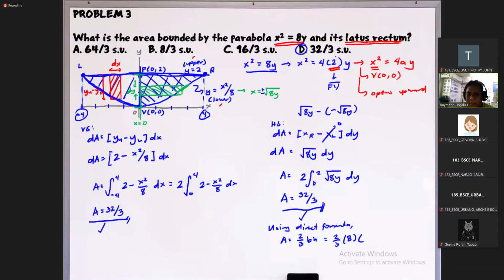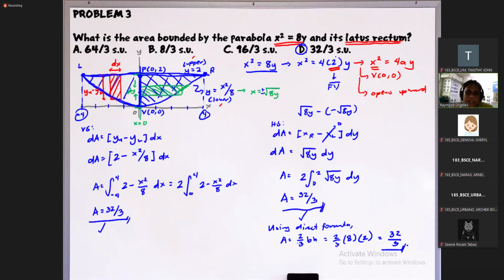For the height, ito yung height niya. That is from 0 hanggang 2. That is 2 units. Kaya lalabas dito is 32 over 3 as well. Sobrang ikli lang ng solution. Okay? Any questions para dito? Okay.